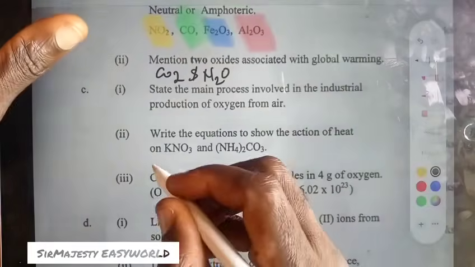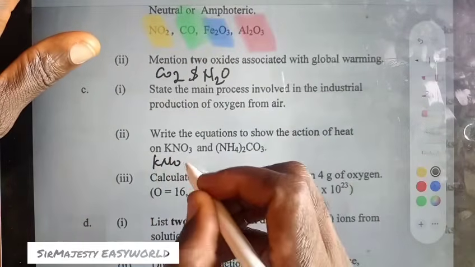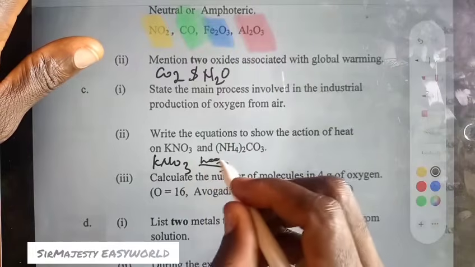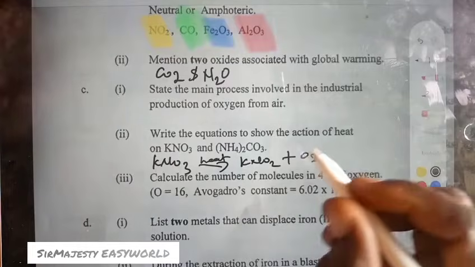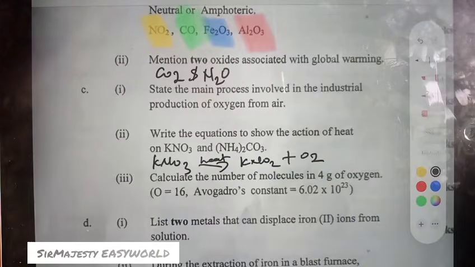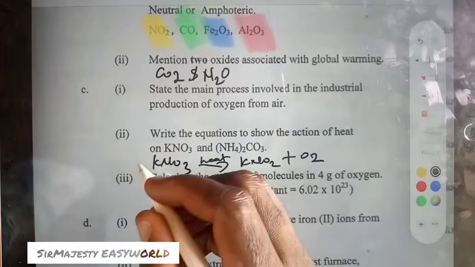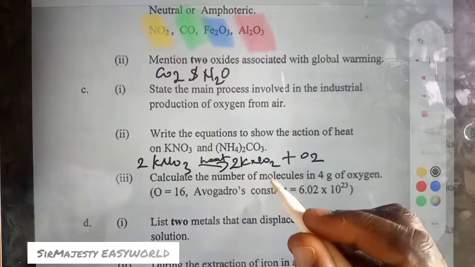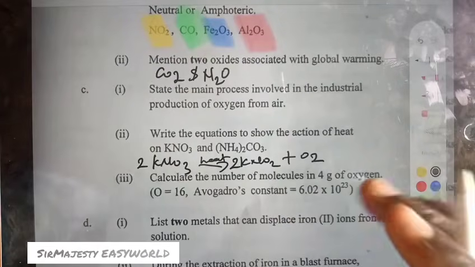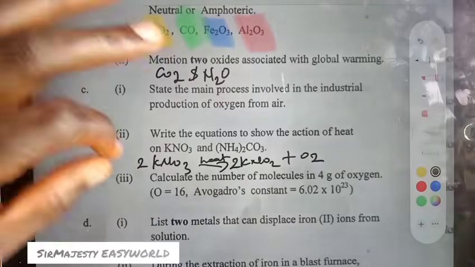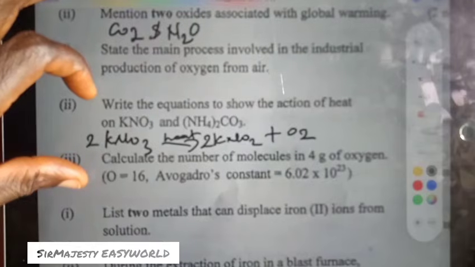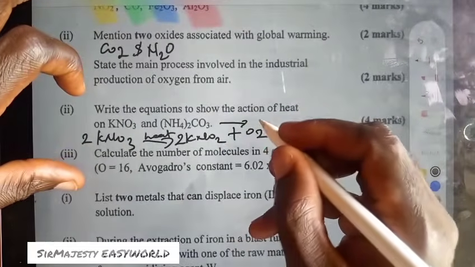So KNO3, I will answer the ones here first. When you heat this, action of heat on them will give you KNO2 plus O2. It decomposes with difficulty at high temperature to give the dioxonitrate(III), and oxygen is also an oxidizing agent. Balancing the equation, so what do we do? If you put 2 here, that's supposed to be 2 here, and that makes the equation balanced. So the same thing is applicable to sodium nitrate. So they decompose to liberate what? Oxygen with dioxonitrate(III).